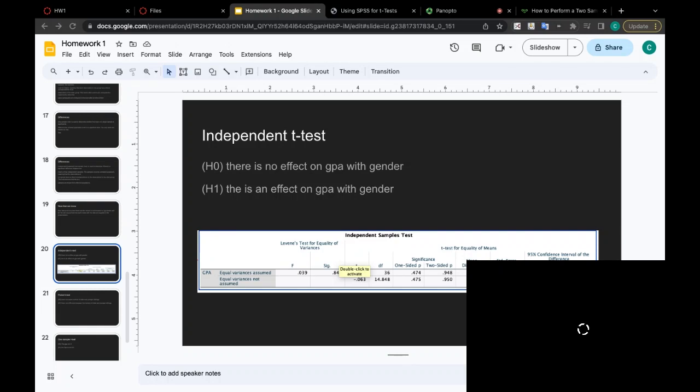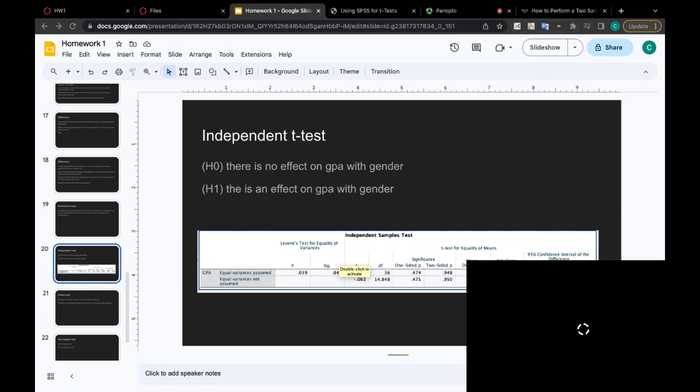Bam. Now, what are we looking at? I'm going to tell you. N stands for the number of females and males, at least in this data set. So we have 28 females in this data set and 10 males in this data set. The mean is the average GPA for males and females.